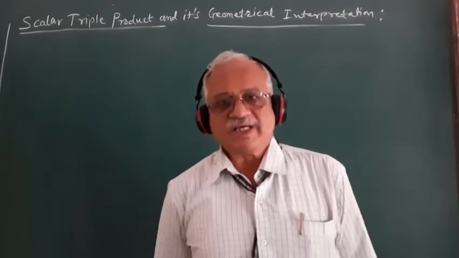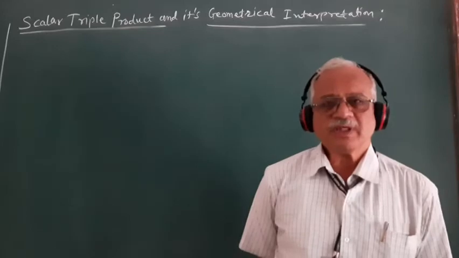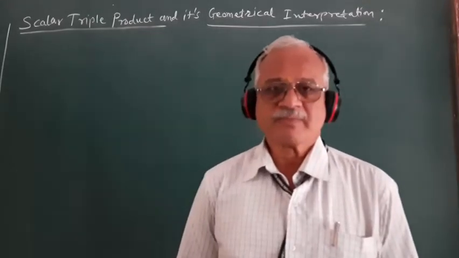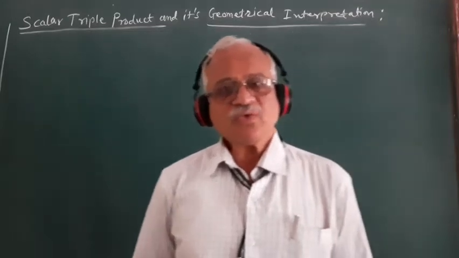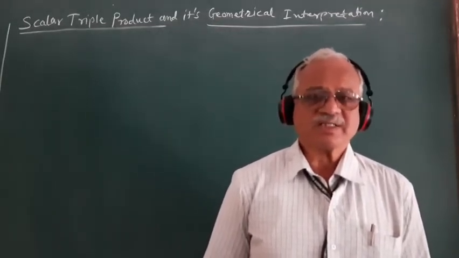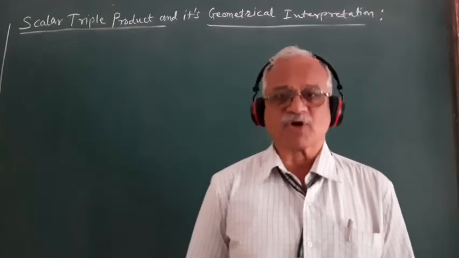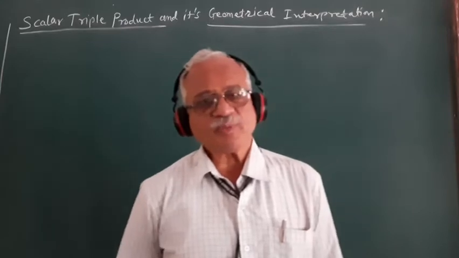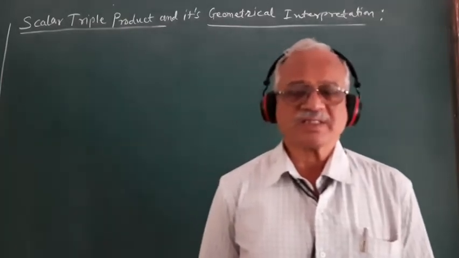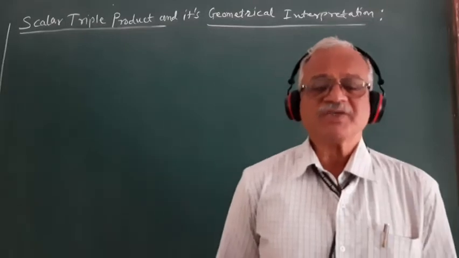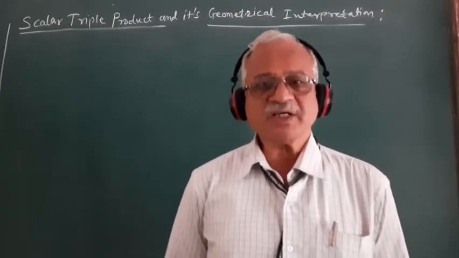On similar lines, if the result of multiplication of three vectors works out to be a scalar quantity, it is called the scalar triple product. And if the result of multiplication of three vectors works out to be a vector quantity, it is called the vector triple product.